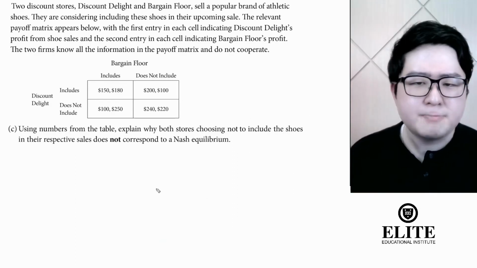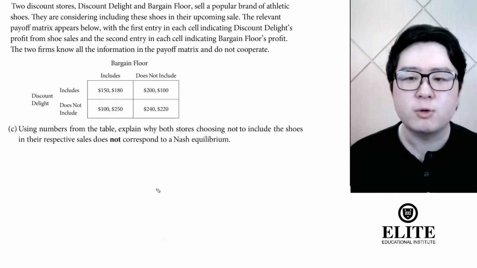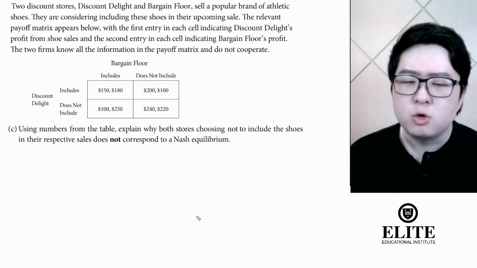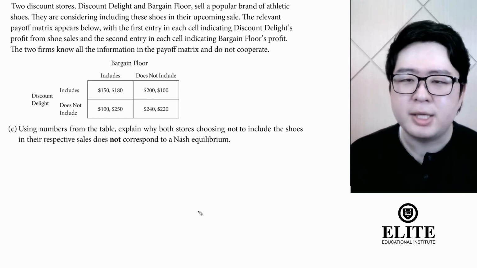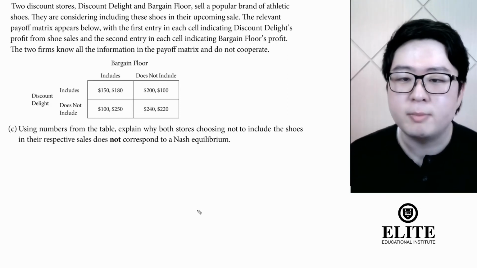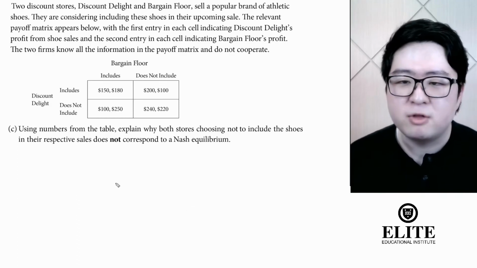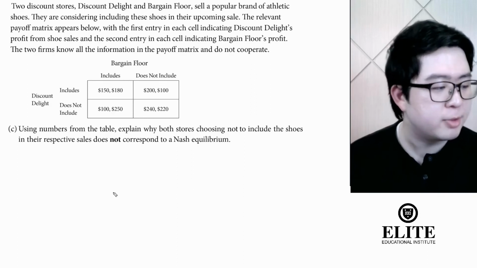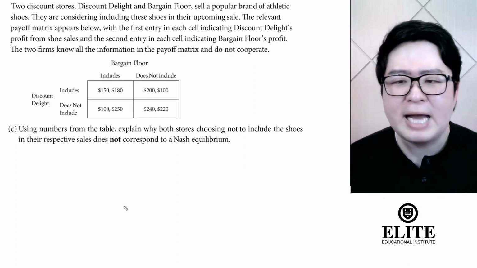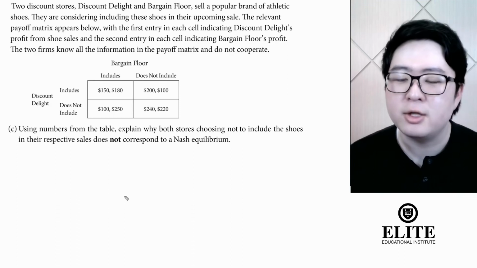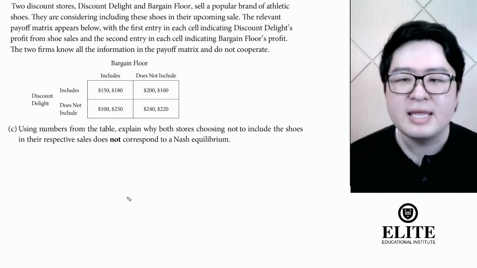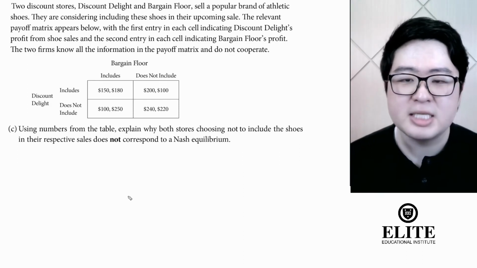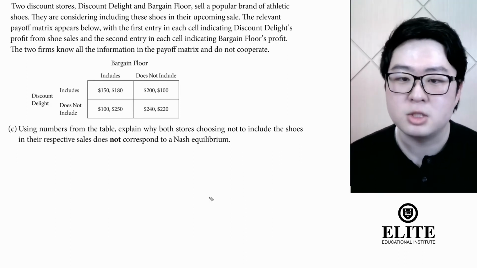Using numbers from the table, explain why both stores choosing not to include the shoes in their respective sales does not correspond to a Nash equilibrium. Ooh, what's a Nash equilibrium? Sounds pretty complicated, sounds pretty fancy. But if you paid attention in your micro class, it shouldn't be. Named after the famous mathematician John Nash, of course. A Nash equilibrium is a situation where neither player is interested in switching strategies, because neither player's profits or outcomes will improve if they switch. It's essentially a stable point where neither player wants to switch.